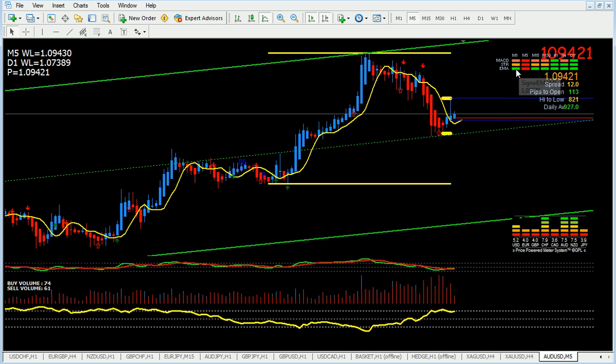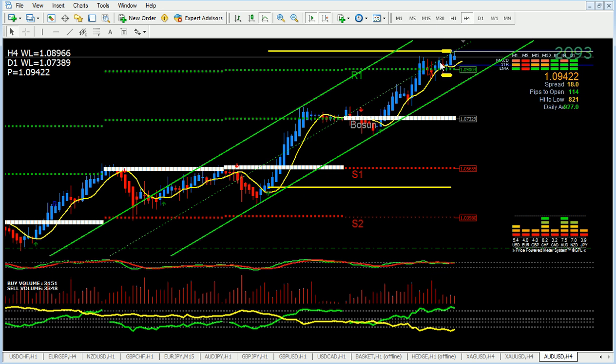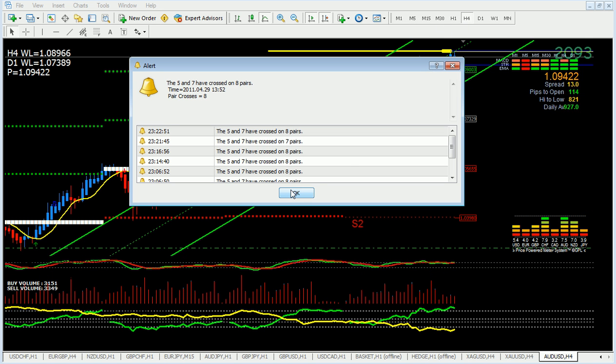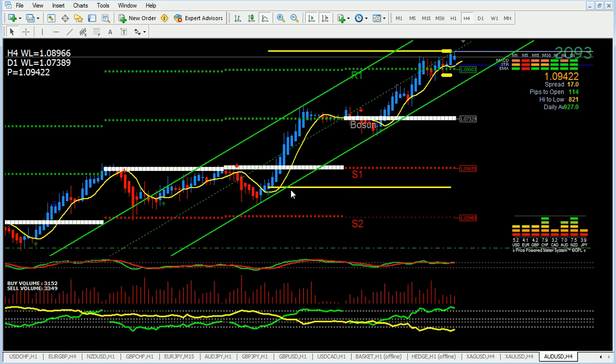These here you can change to the EMA, MACD, Stochastics, and of course if you go back into your 4 hour you can see the Bosun lines, and 8 different pairs have crossed already, so out of a whole lot we can look through them.